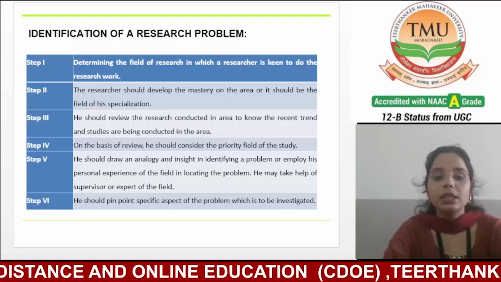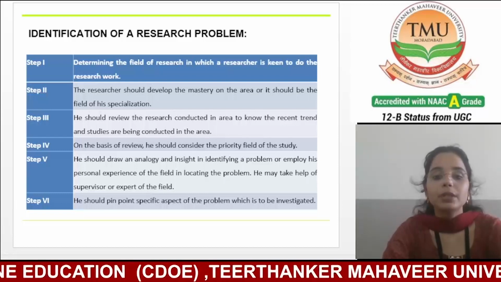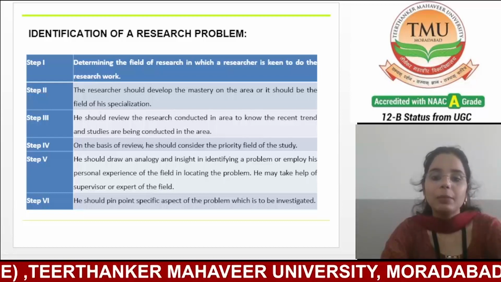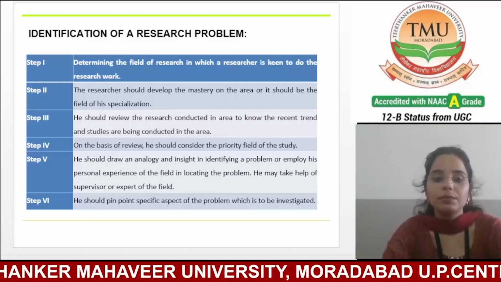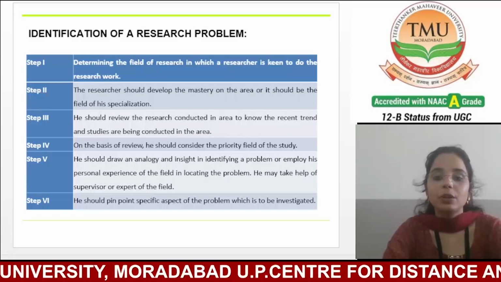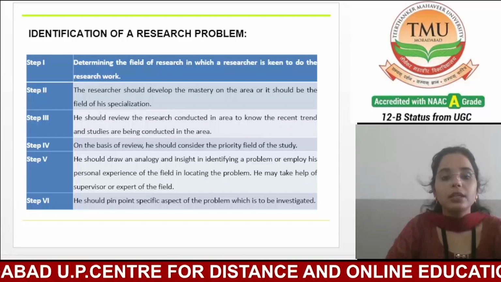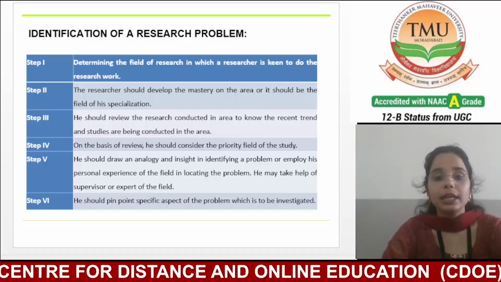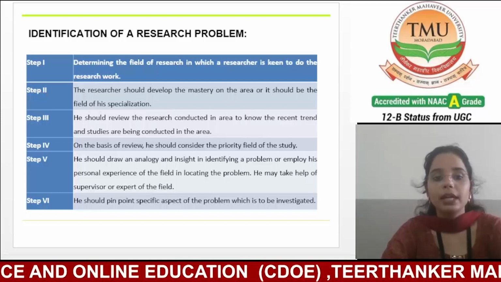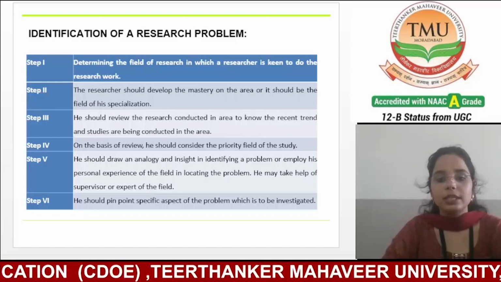The fifth one is that he should draw analogy and insight in identifying a problem or employ his personal experience of the field in locating the problem. He may take help from a supervisor or expert of the field. The last step is that he should pinpoint a specific aspect of the problem which is to be investigated. So overall, we can say that by following these 6 steps, a researcher can identify and define a research problem that is focused, relevant, and feasible, setting the foundation for a successful study.